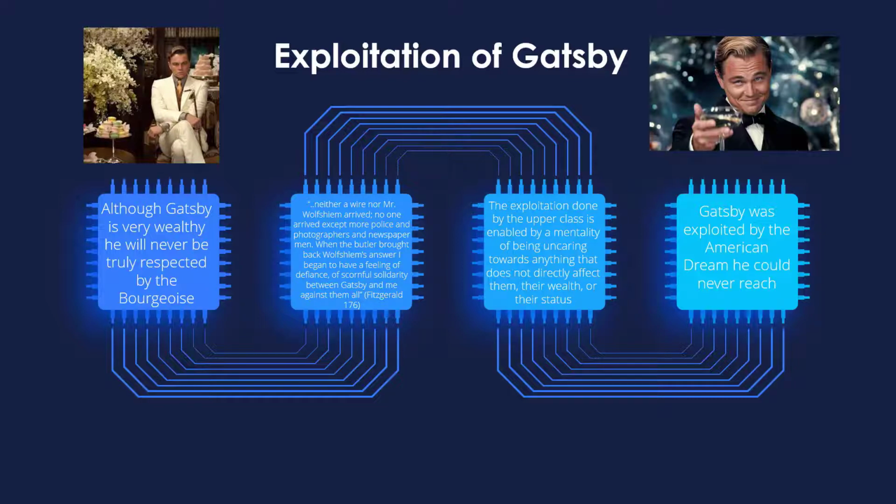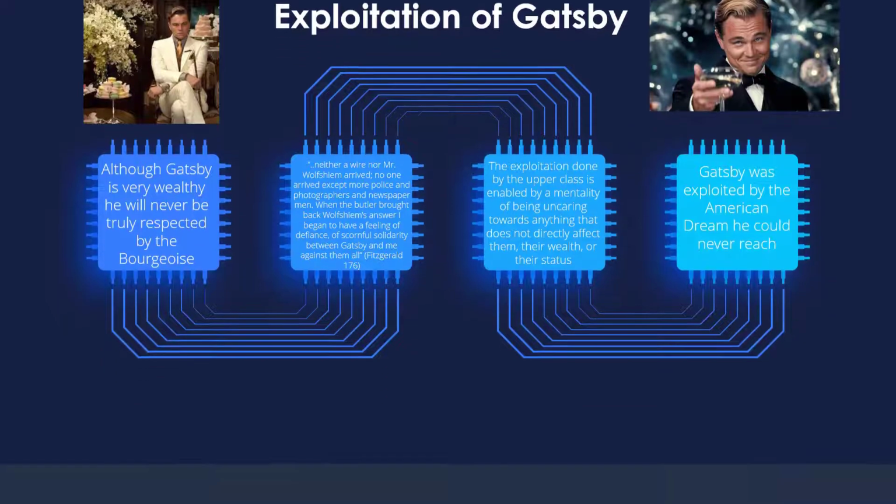The exploitation done by the upper class is enabled by a mentality of being uncaring towards anything that does not directly affect them, their wealth, or their status. This is shared by almost all bourgeoisie in the novel. Gatsby is also metaphorically exploited by the mirage of the American dream that can never actually be achieved.